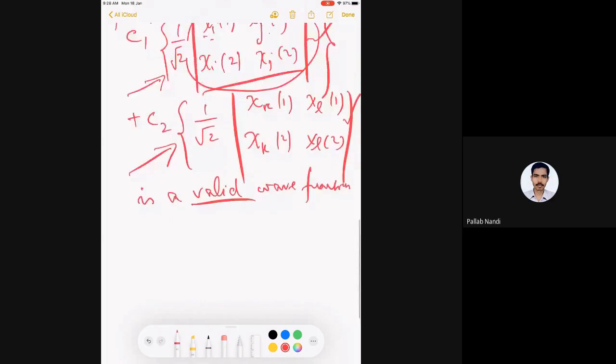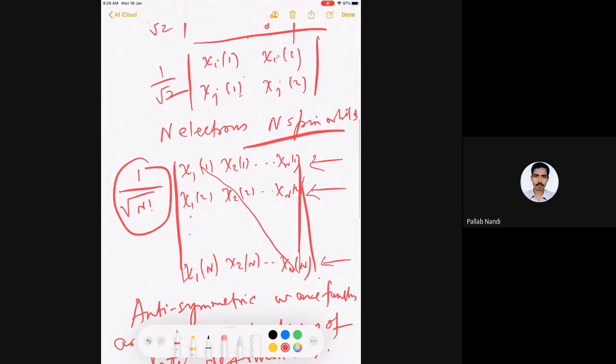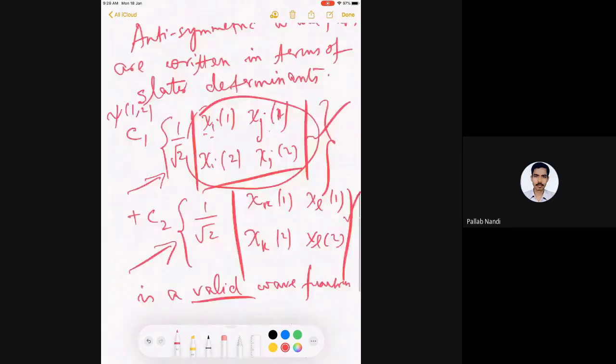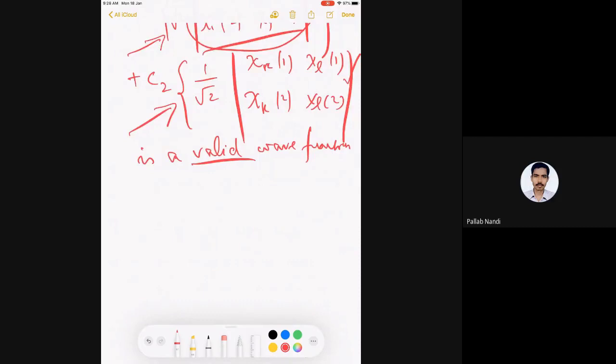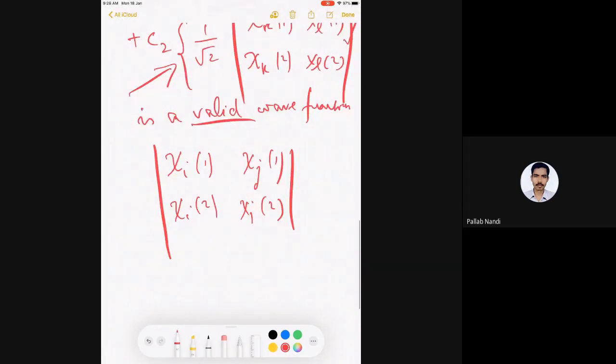All right, so let me now go back to this two electron determinant and first justify this 1 by square root 2. Let me say if I have a determinant like this, chi i1, chi j1, chi i2, chi j2, and I don't know what this constant is.